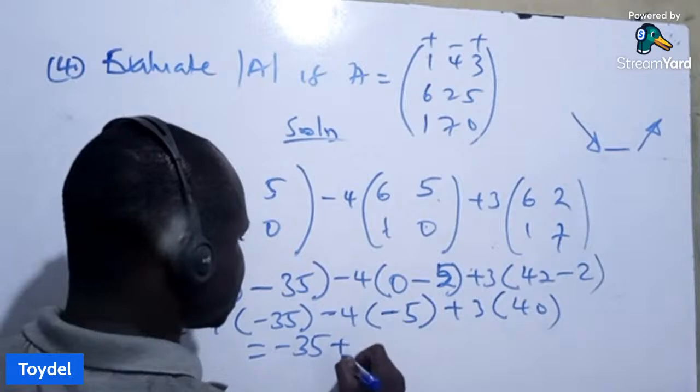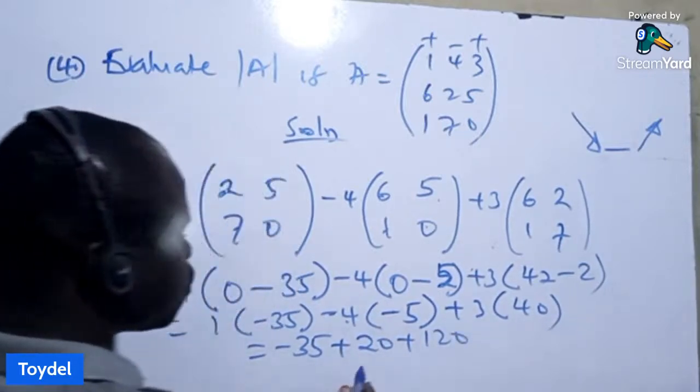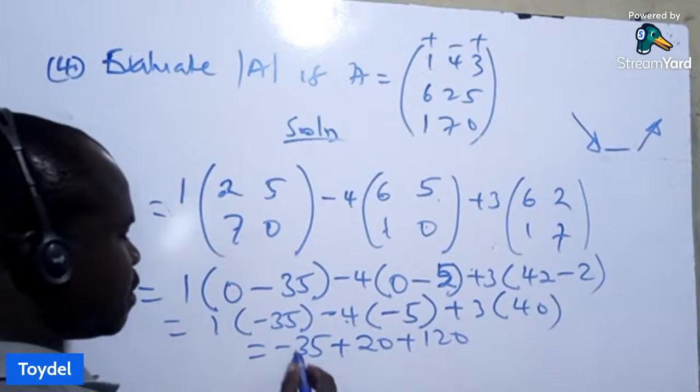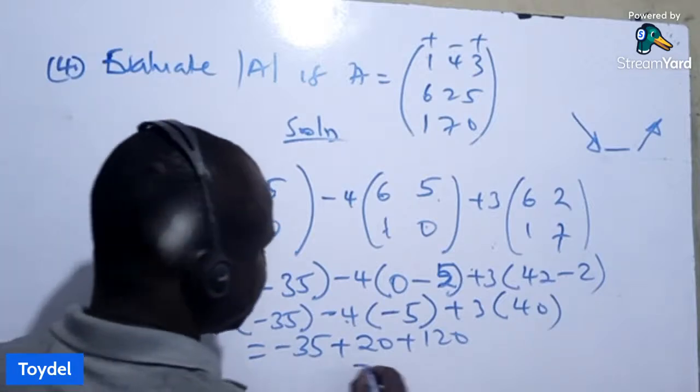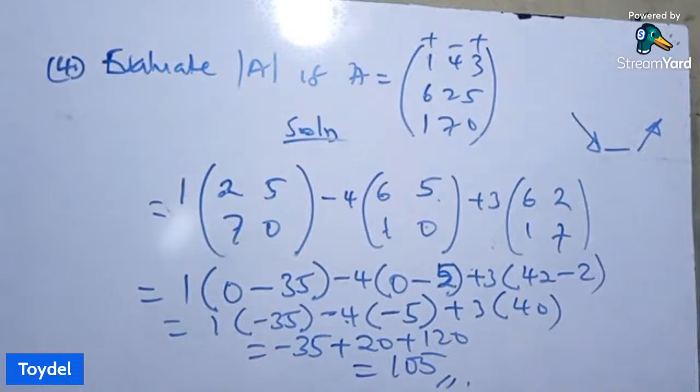Minus times minus is plus. 4 times 5, 20, plus 120. So 120 plus 20, that's 140. Minus 35, that will be 105. So the determinant of A is equal to 105. So the determinant of A is going to give us 105. So this is how to find the determinant of a 3 by 3 matrix.